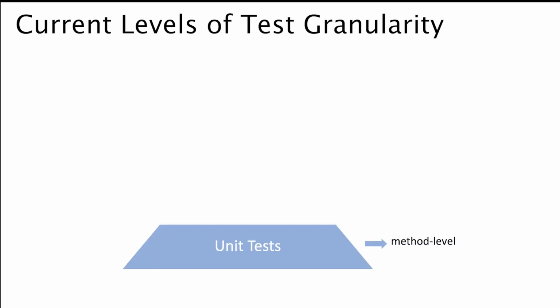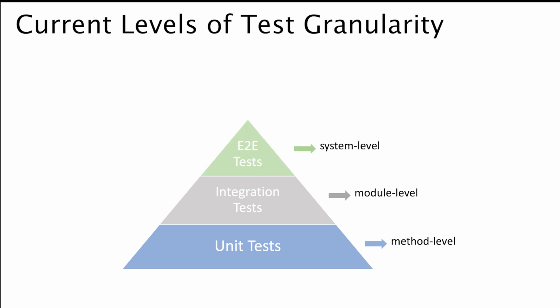In the current levels of test granularity, unit tests have the highest granularity and are used to test at the method level. Followed by this, we have the integration tests, which are used to test at the module level. And finally, we have the end-to-end tests, which are used to test at the system level.